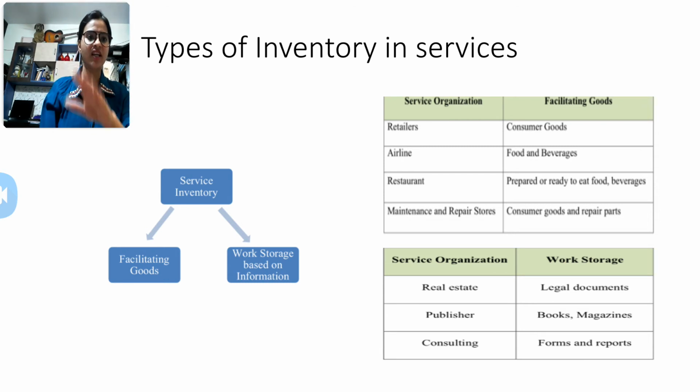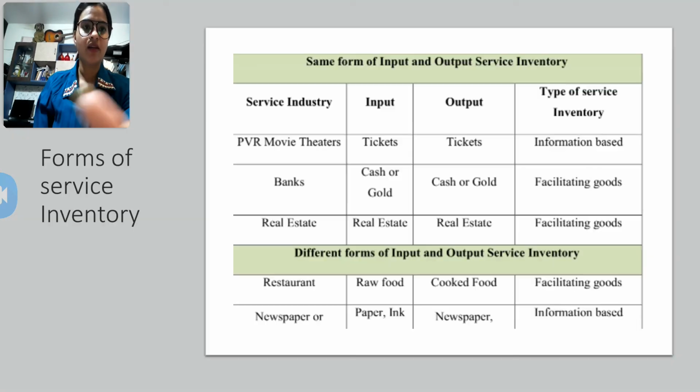So when it comes to a real estate, legal documents are ready. When you go to a publisher, books and magazines are ready. When you are consulting, forms and reports are ready. So this is the meaning of work storage based on information. All right.